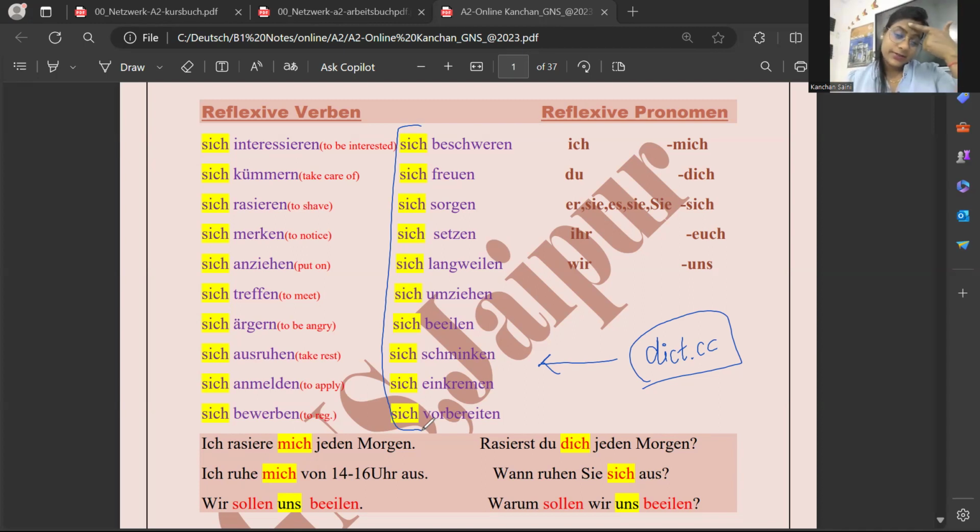Sich vorbereiten, to prepare. So, when we want to use all these verbs in a sentence, obviously we have to use a reflexive pronoun also. If I say my sentence given here on the right side, Rasierst du dich jeden Morgen?